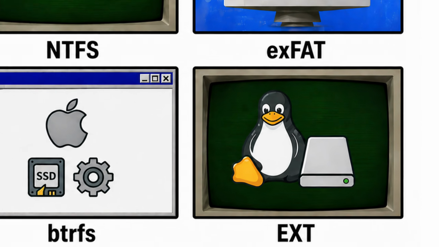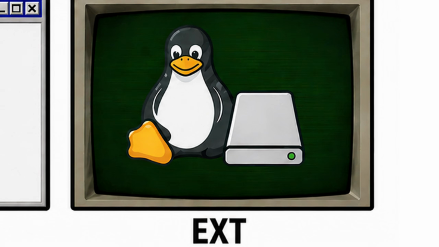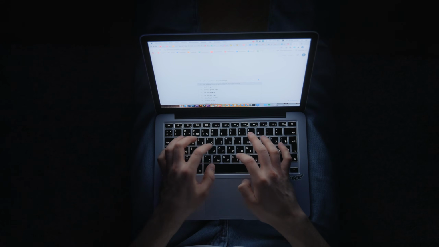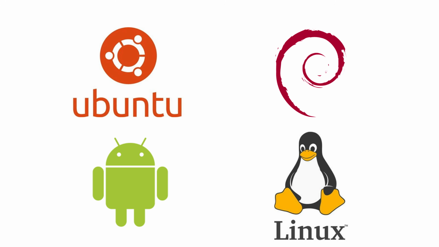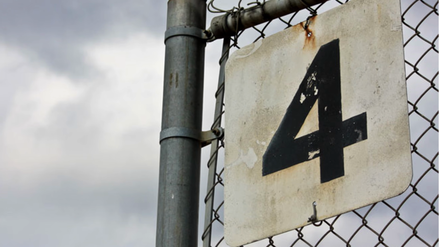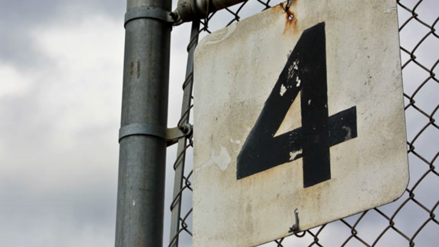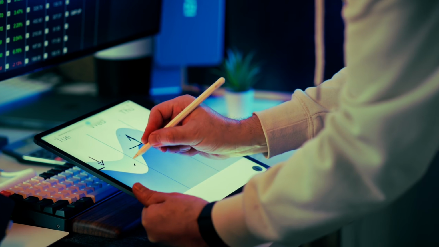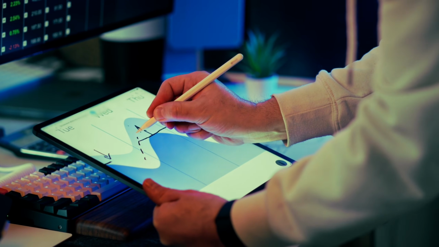Number 6. ext4, Fourth Extended File System. So here's the one that actually runs most of the internet, and most people have never heard of it. ext4 is the default file system on Ubuntu, Debian, Android, and the majority of Linux-based servers globally. It's the 4th version of the extended file system lineage that goes back to 1992. Each version added scale, speed, and reliability improvements over the last.